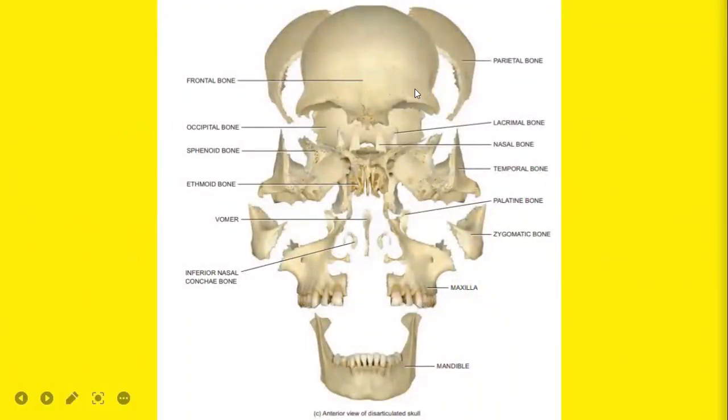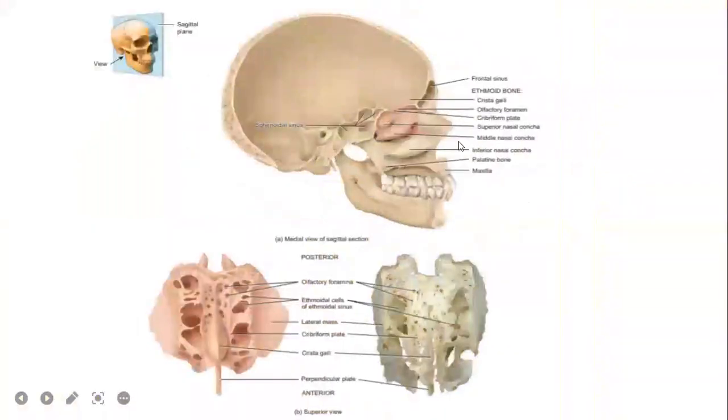This is a disarticulated skull, and the ethmoid bone is located right there. For the other case, we have the skull, and the ethmoid bone is right here. And we have at least some other identified structures. But for our concern, let's just move to the ethmoid bone. We have the olfactory foramina, which is presented right there.